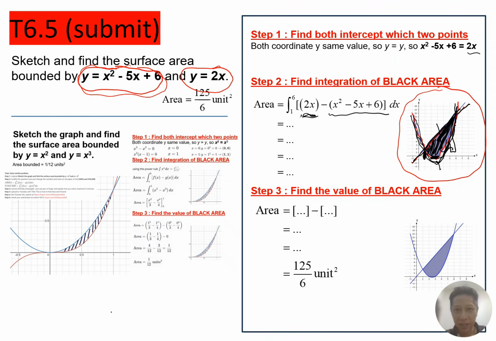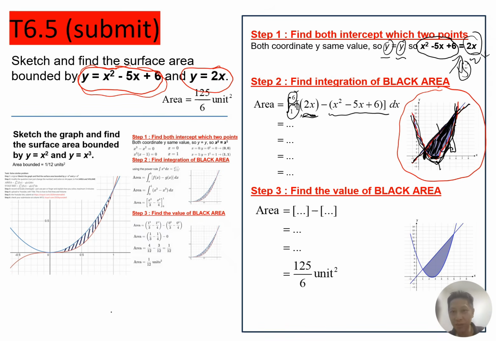Okay. The first step is to find the two points where they meet up. The y from the first function equals the y of the second function. That means we can say that x squared minus 5x plus 6 equals the other y, 2x. From this process, we can find the two x's where they meet up, and then we can replace x into y equals 2x to find the y. Finding the two points will give the lower and upper boundaries of x. You're going to get one x is 1 and another x is 6.